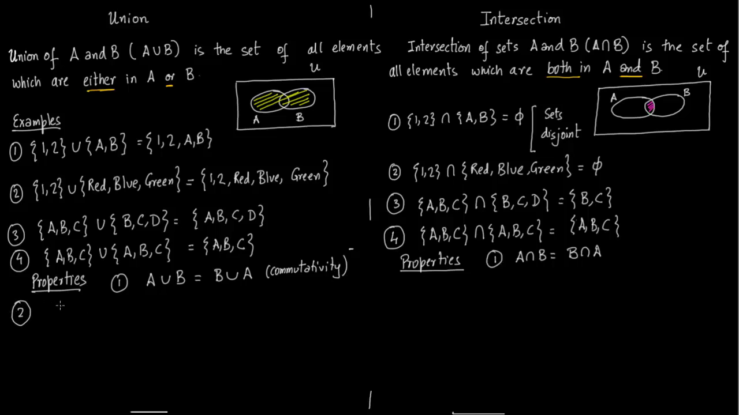The commutativity means A union B is equal to B union A. So you are changing the order of the two sets, it does not matter. Again we are just extending the property one step further. So it does not matter in which order you perform the union operations, whether you do union first or union later, it does not matter.